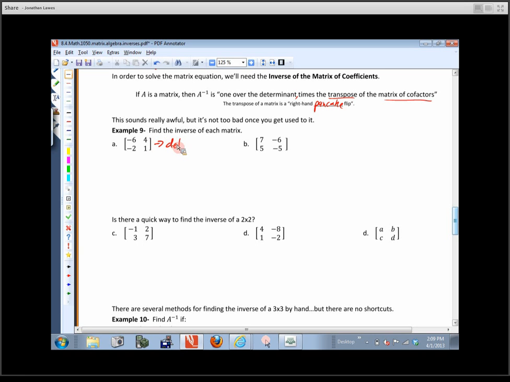Okay, first thing we want to find is, what is the determinant? Now, determinants of 2 by 2s are pretty darn easy. So this is going to be -6 down the diagonal, write the minus, and then go up the diagonal. That's a -8, right? So what do I get? +8. So this is going to be a +2. So it's 1 over 2.